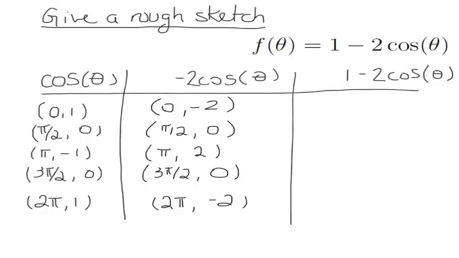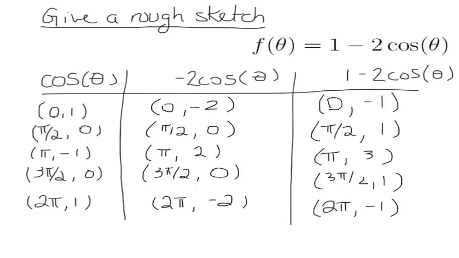So in order to move from our second column into our final column, we're going to add 1 to all of our y values. Adding 1 to all of our y values gives us the following 5 points: (0, negative 1), (pi by 2, 1), (pi, 3), (3 pi by 2, 1), and (2 pi, negative 1). So let's go ahead and plot these 5 points to get our function 1 minus 2 cos theta.